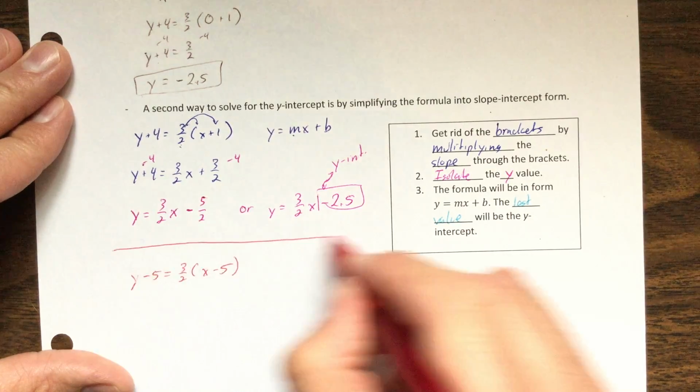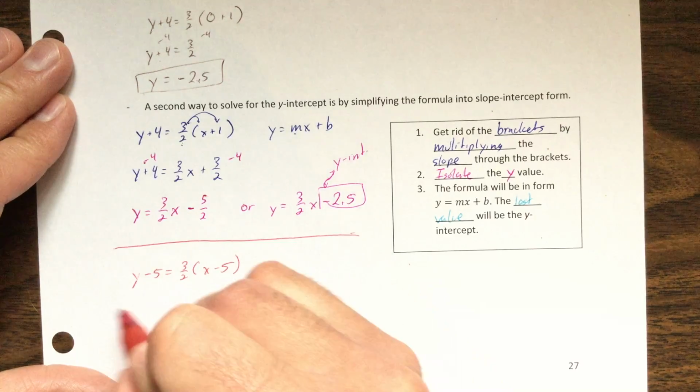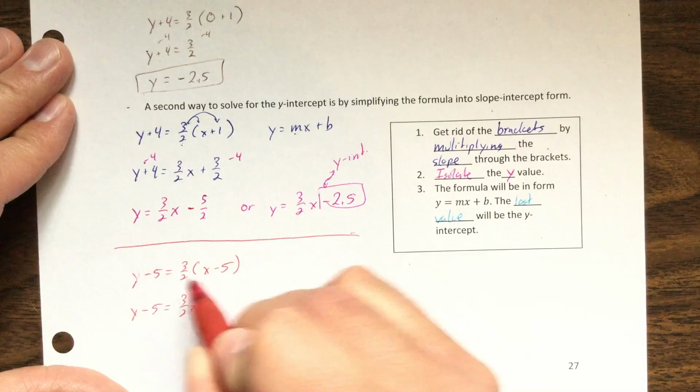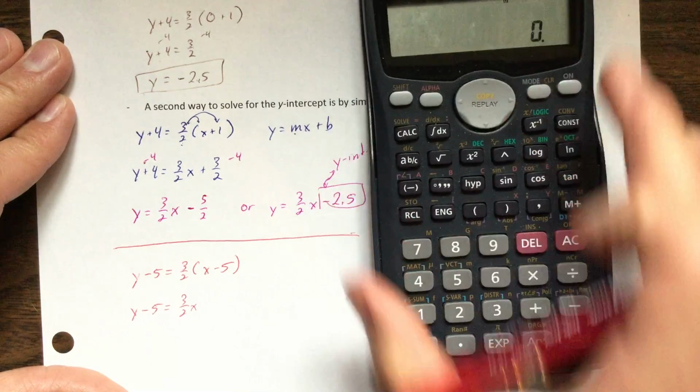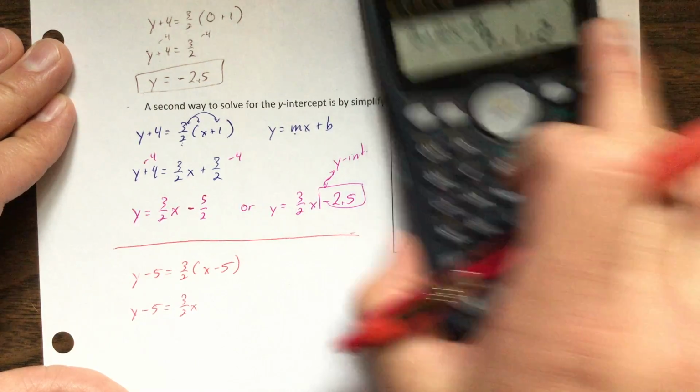So let's use this second one here. Let's change this into slope-intercept form. First thing we're going to do is multiply through the brackets. y minus 5 is equal to 3 over 2x. Now 3 over 2 times negative 5 is negative 7.5.